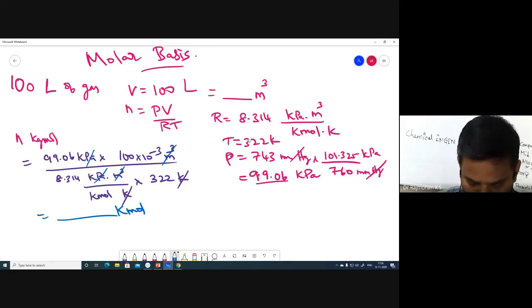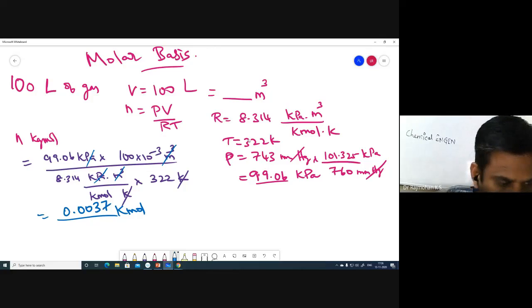99.06 into 100 into 10 power minus 3 divided by 8.314 divided by 322 is equal to 3.7 into 10 power minus 3. Is that correct? 3.7 into 10 power minus 3, which is 0.0037 kilomole. It's a very low value, so we can even report it as gram moles, 3.7 gram moles. That is our N value.